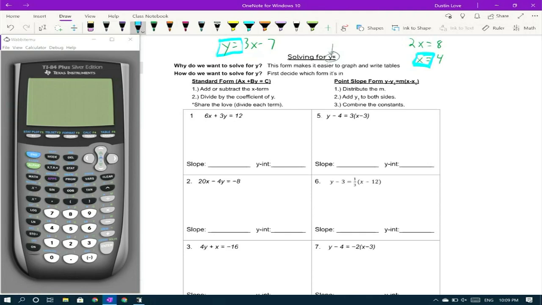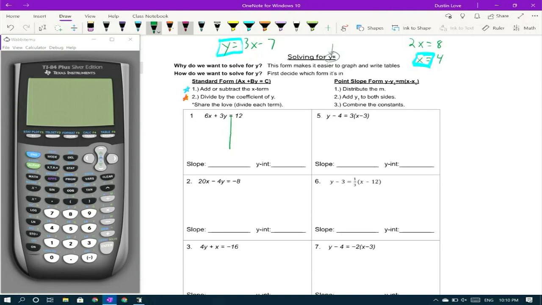Our first thing I'm going to do in blue, converting from standard form to slope-intercept, we're going to add or subtract the x term. I'll do that in blue. Then in orange, I'm going to do step 2, which is divide by the coefficient of y. Do those 2 steps every time, and you will get your answers.